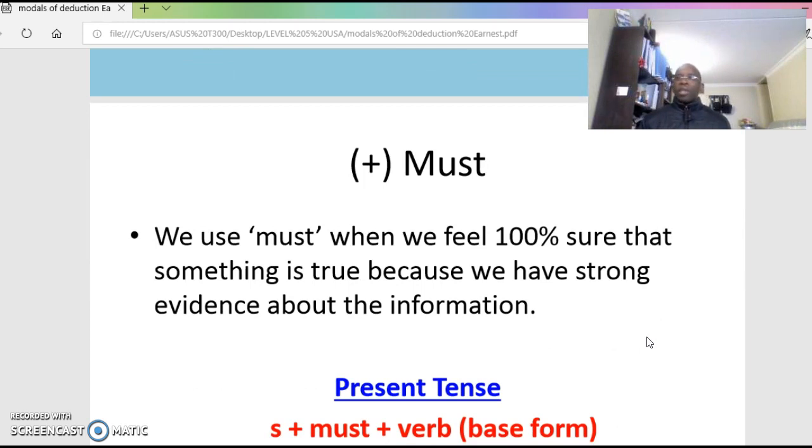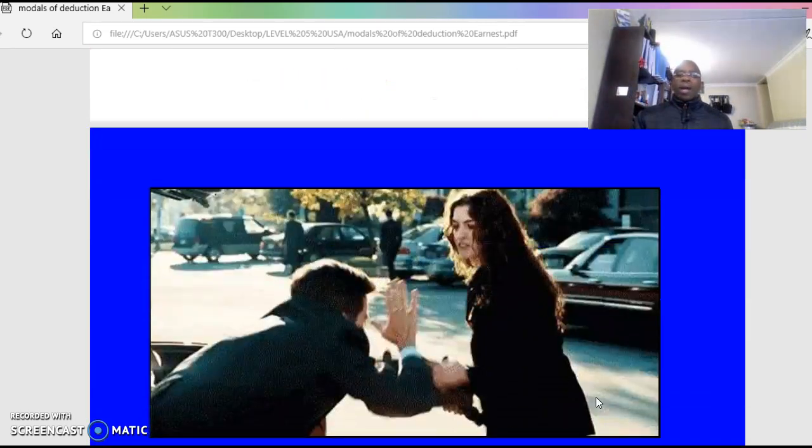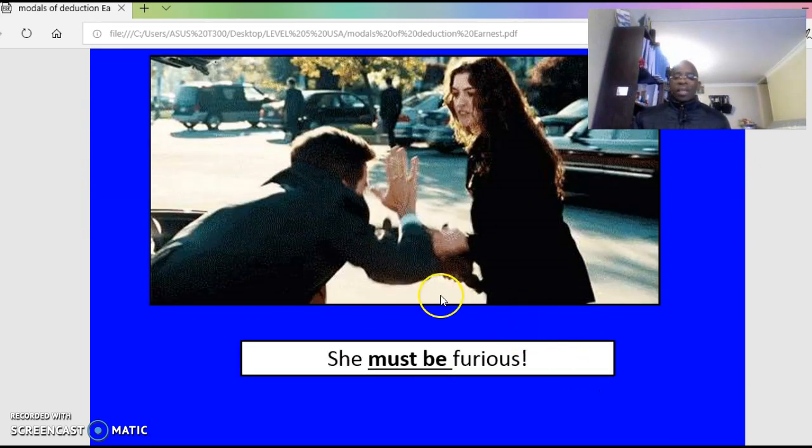We can typically note that with the positive usage of must, we use it when we feel that surely something is very true. I'm completely sure that what I'm talking about is true and I can have evidence about that information. As we can see in the present tense, we have its structure there. Then from this structure, we can look at some examples.